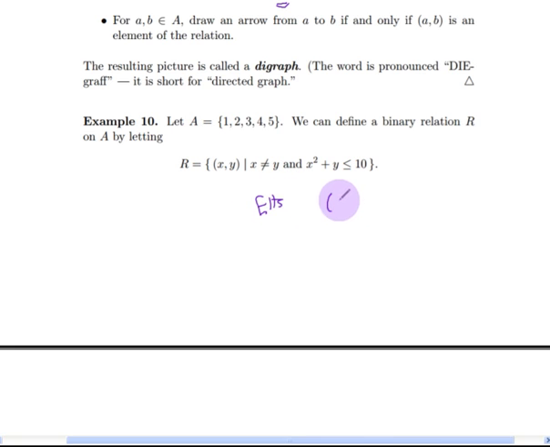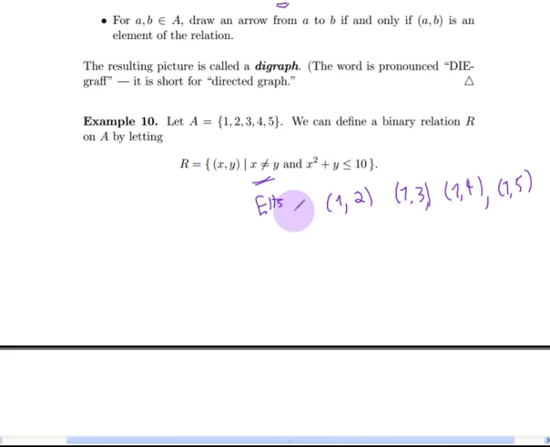All right, suppose x is 1. If x is 1, as long as y is less than 9, then xy will be in the relation. So 1, 2 is in the relation. 1, 1 is not in the relation because they can't be equal. 1, 3 is in the relation. 1, 4 is in the relation. And 1, 5 is in the relation.